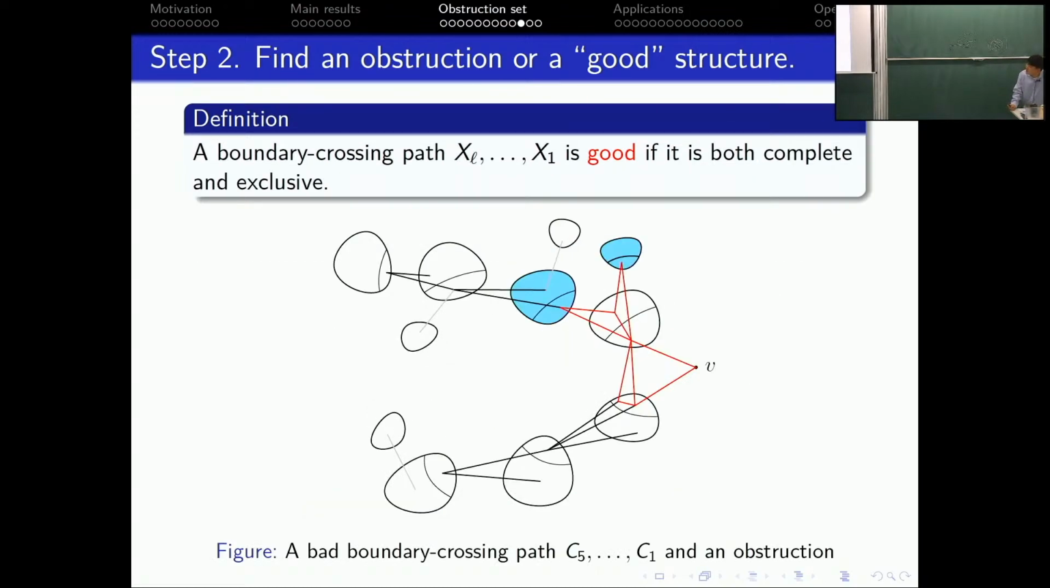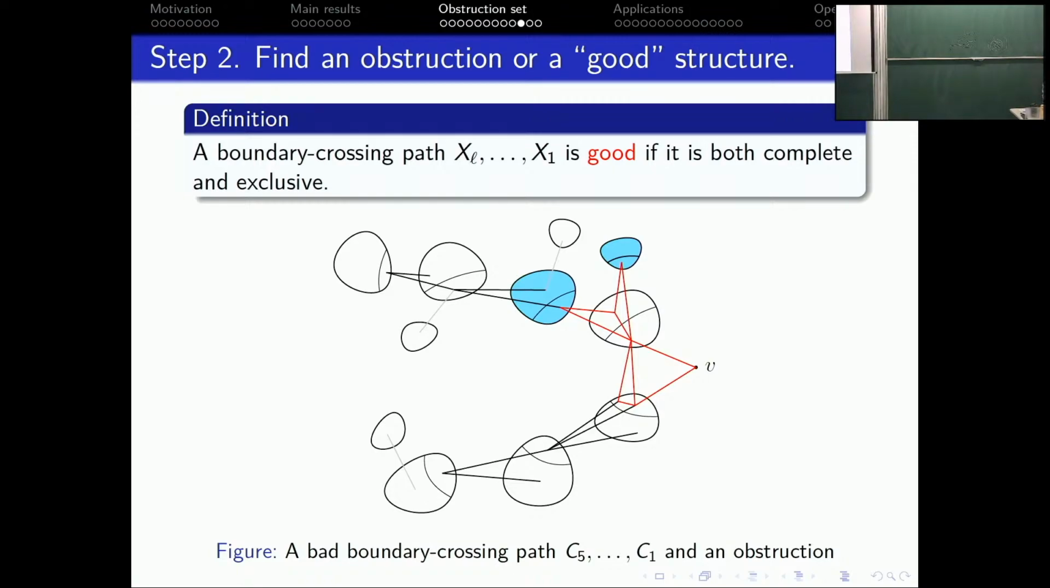And lastly, good. It means that it is both complete and exclusive. Now, why is it called good? Because if it is bad, then we can do something. So this boundary crossing path is good. This one is bad, because there is another path that also has a vertex crossing these two parts, right? So this boundary crossing path is non-exclusive, so it is not good. But then we can find an obstruction inside this graph. This red part is an obstruction.